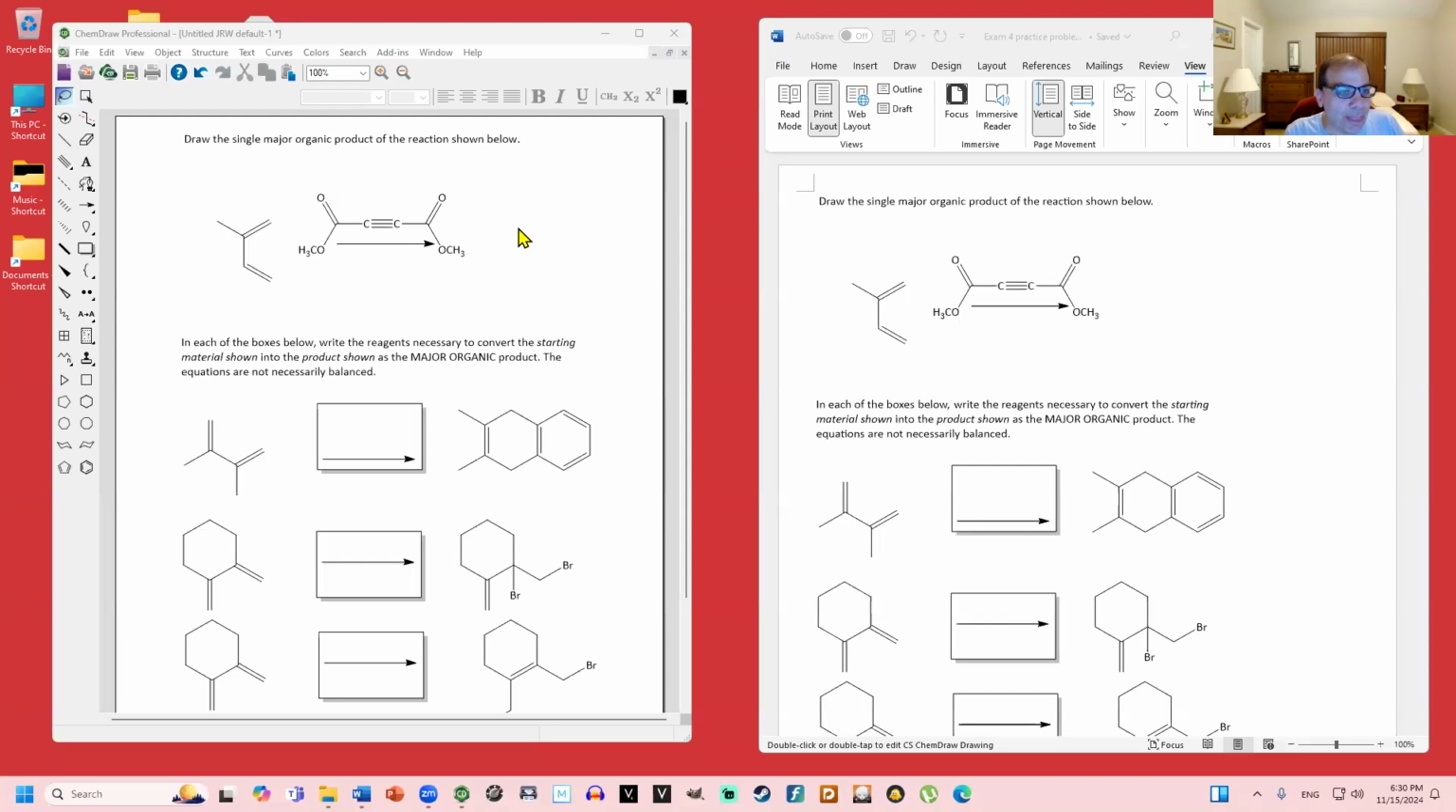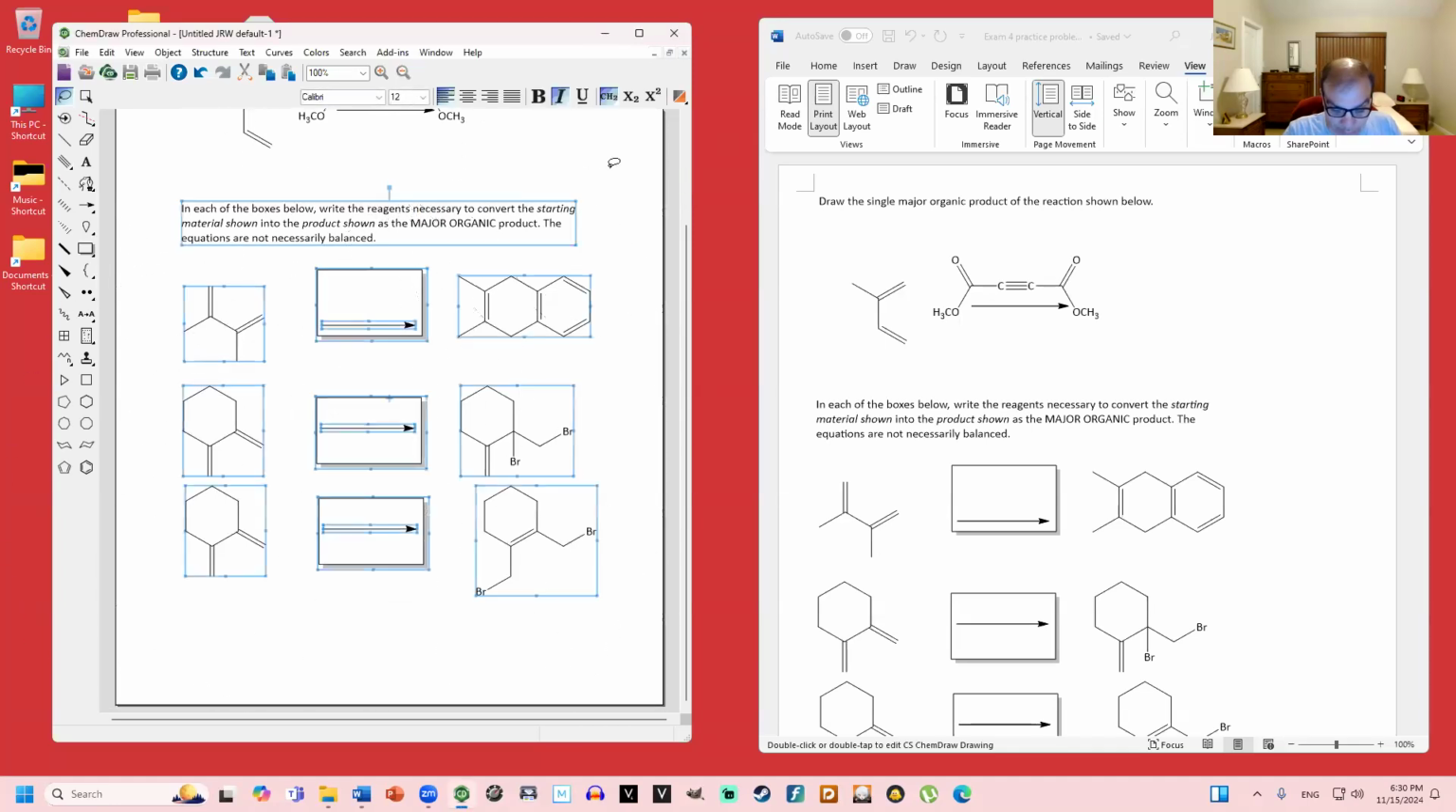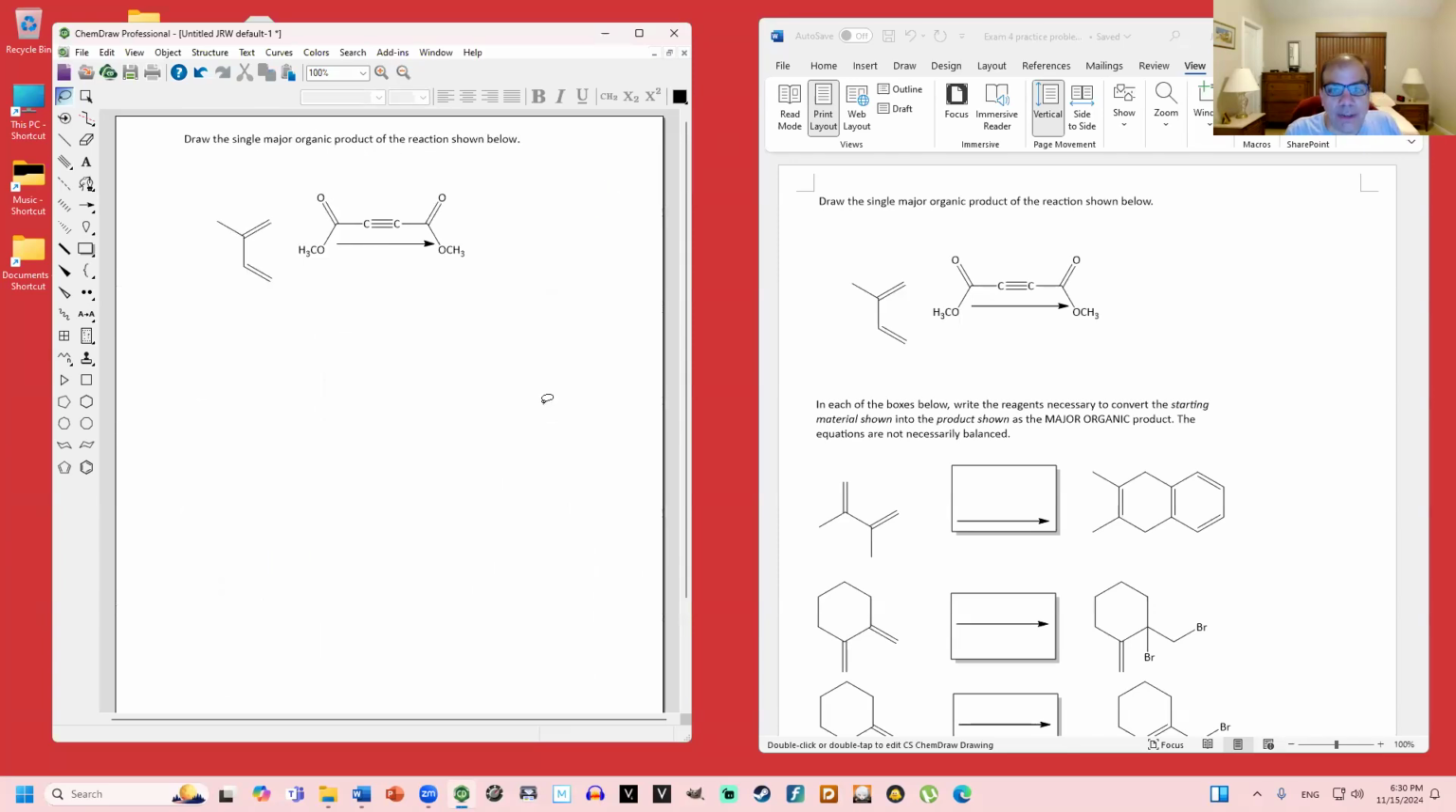All right. Well, I thought tonight I would look at the exam 4 practice questions, which are available on Canvas. We'll start with this one. These are ones I've culled from past exams that relate to the current exam. So over here, we've got a Diels-Alder reaction, and so we need to find the product.